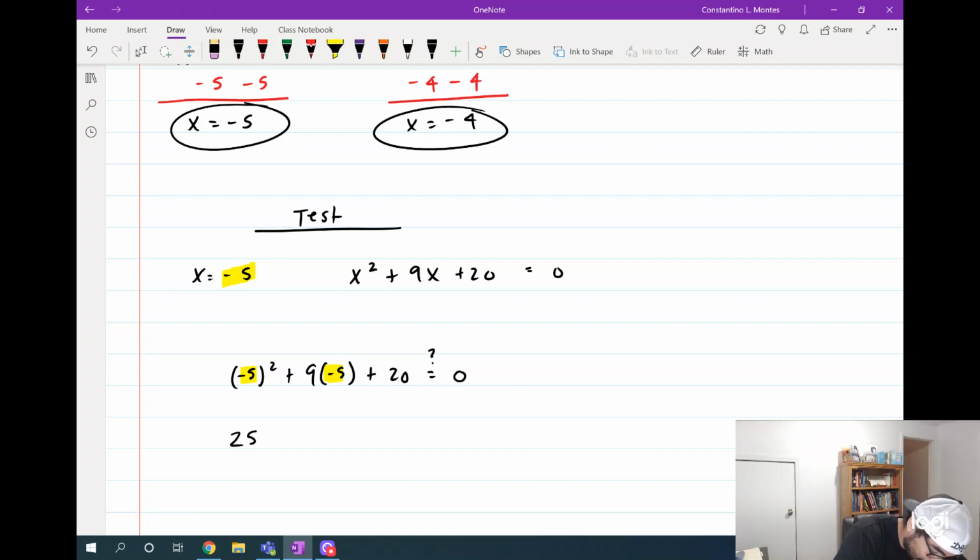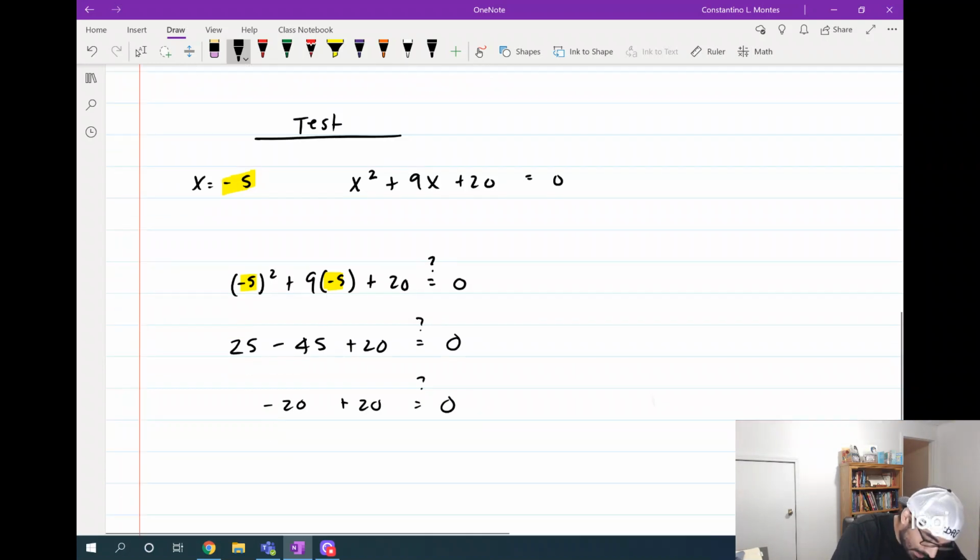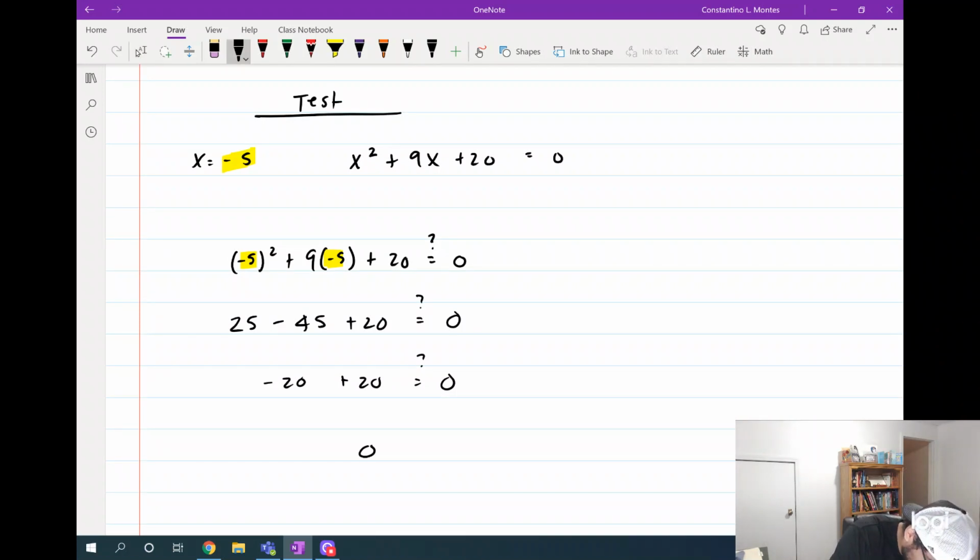Plus, well, I'm going to skip right into plus because 9 times negative 5 is negative 45. So plus, if you add a negative, that's just minus 45 plus 20. Is that equal to 0? 25 minus 45 is negative 20 plus 20. And negative 20 plus 20 is 0. So 0 does equal 0. So what do you think that means about our solution? It works, right?